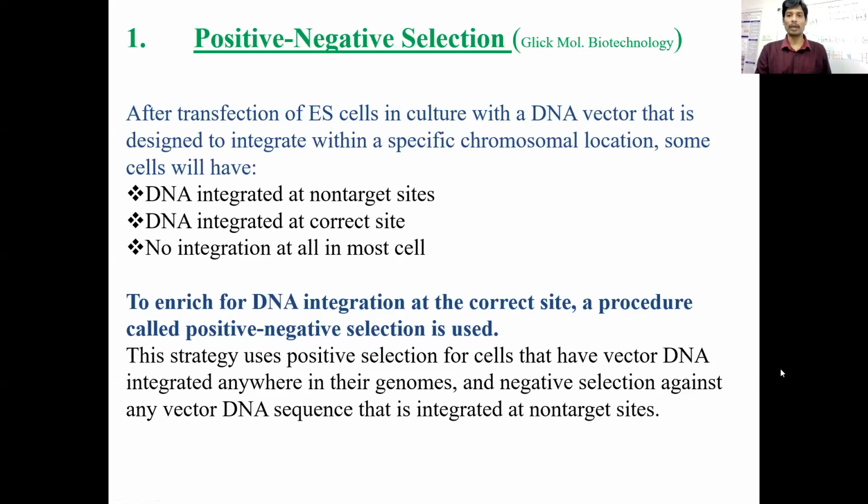After transfection to the embryonic stem cells in the culture, the DNA vector is designed to integrate within the specific chromosomal location. Some cells have DNA integrated at non-target sites, DNA integrated at the correct sites, and no integration at all. So all possibilities are there. To enrich the DNA integration at the correct site, the procedure called positive negative selection is used, and this strategy uses the positive selection of the cells that have vector DNA integrated anywhere in their genomes, and a negative selection against any vector DNA sequence that is integrated at non-target sites.